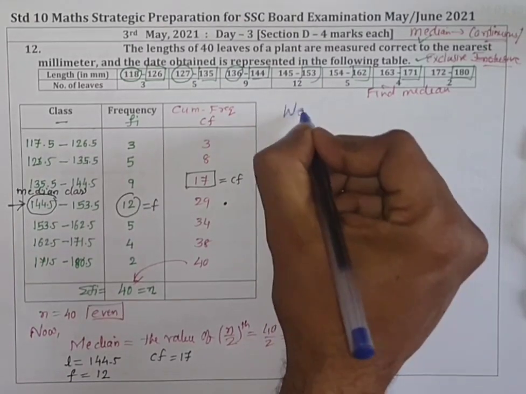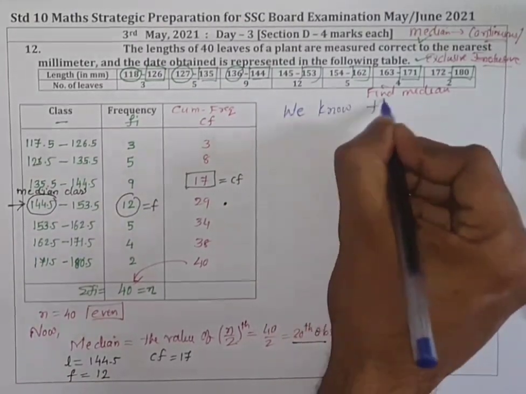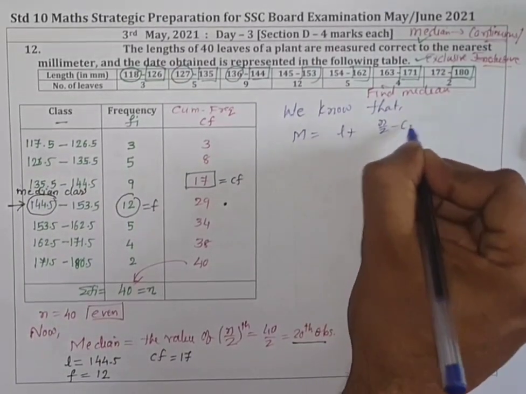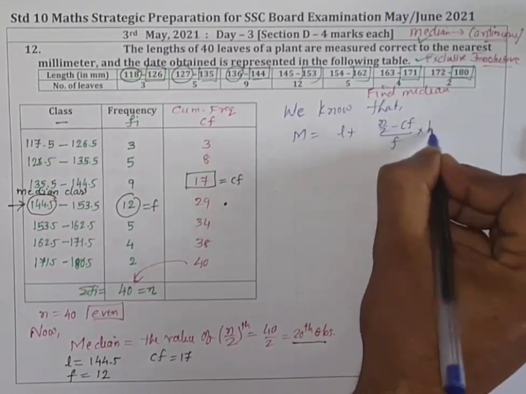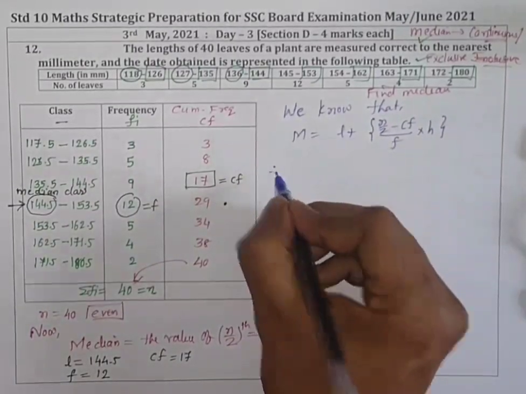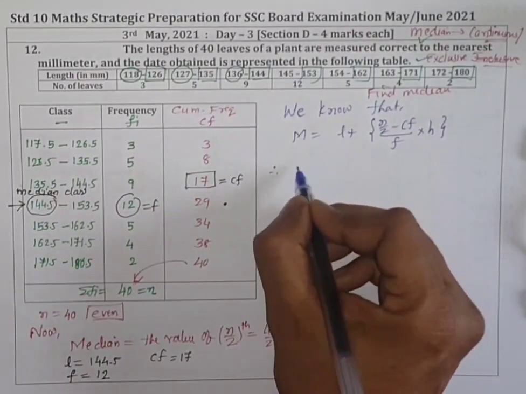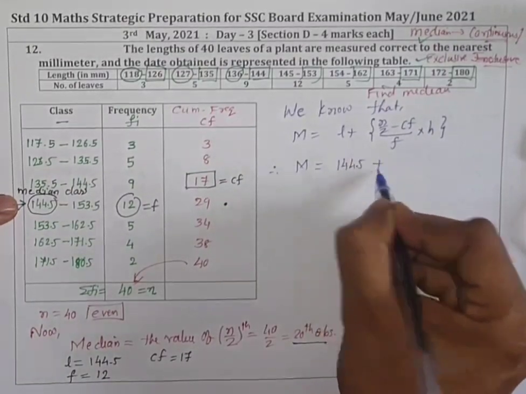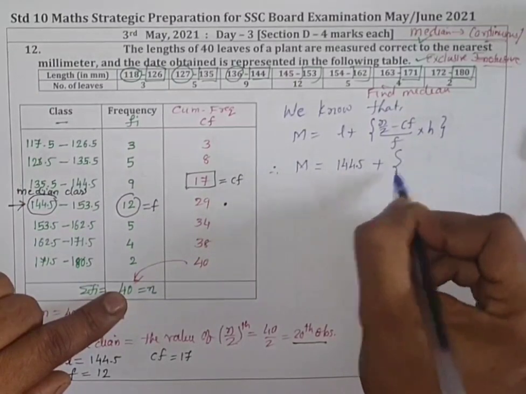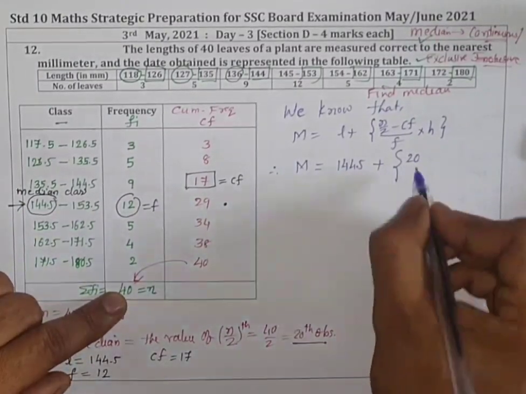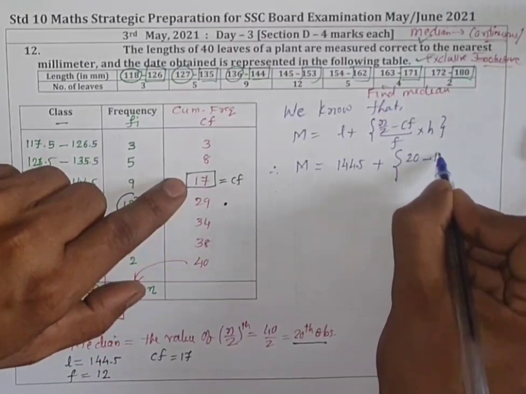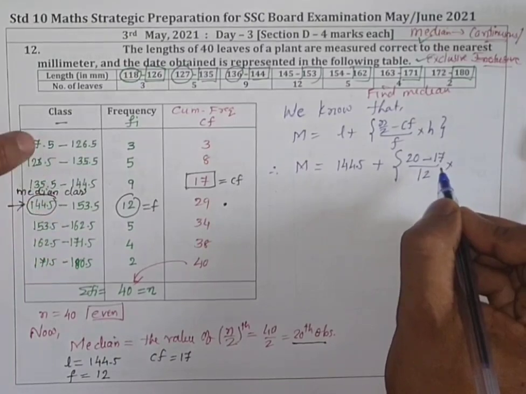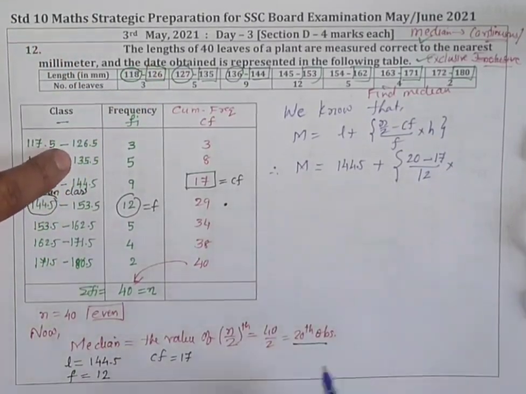We know that median M is L plus (N by 2 minus CF) upon F into H. Therefore, what is median? We are supposed to find it. What is the lower boundary? That is 144.5 plus N by 2, which means 40 by 2, directly we will write 20, you will get that here. Minus cumulative frequency, that is 17, upon frequency, that is 12. And the class height, look here or here, it is constant.